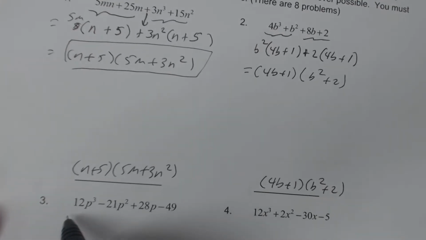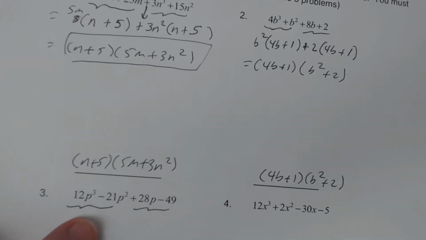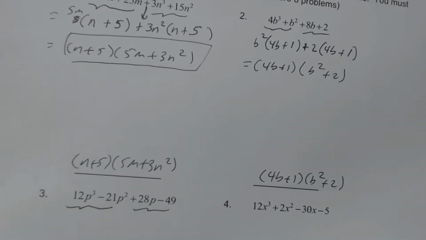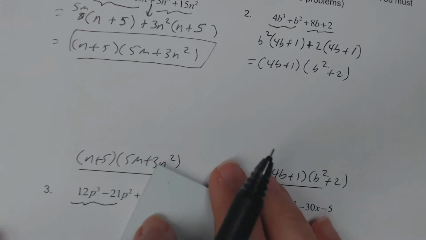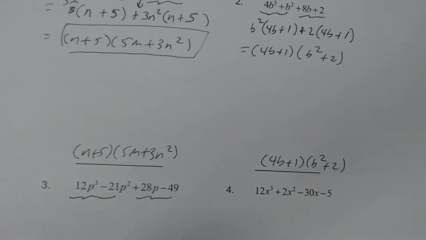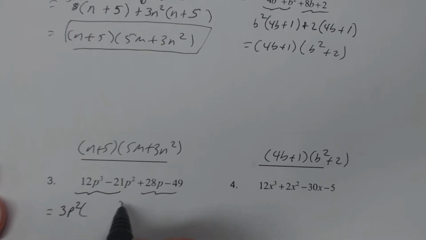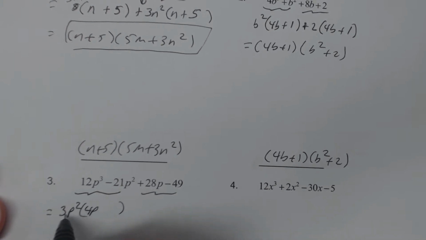So I'm going to group the first two and the last two. If I group the first two, I can factor out from the first two. Looks like I can factor out a 3p squared. So from the first group, I can factor out a 3p squared. And so 3p squared times 4p.